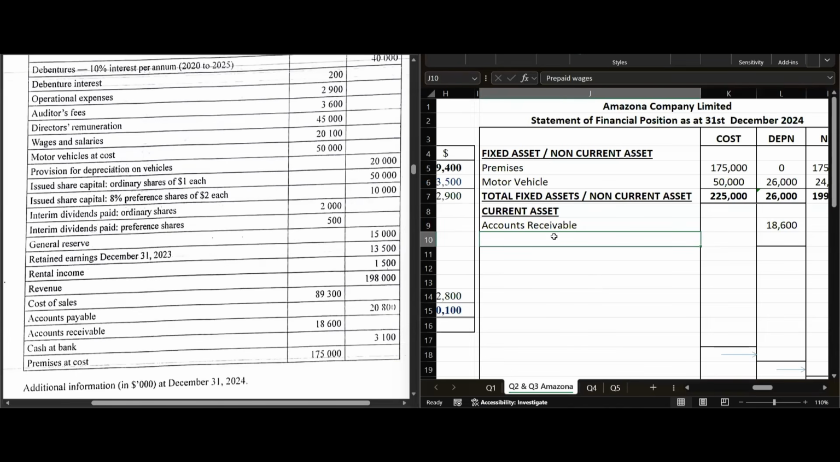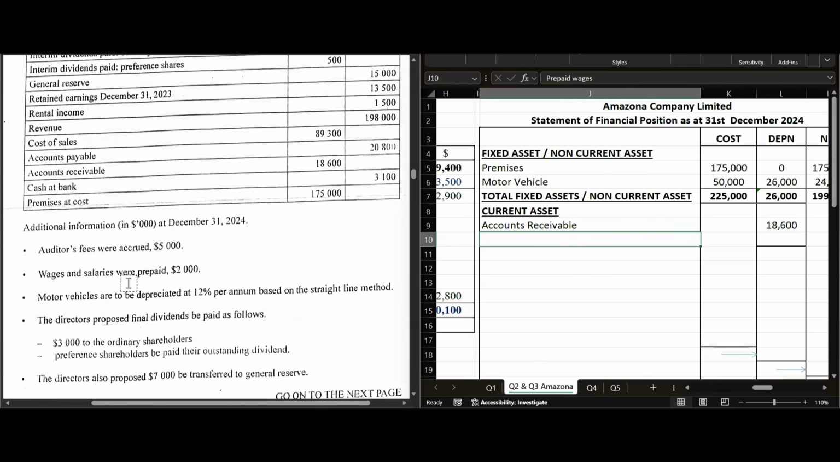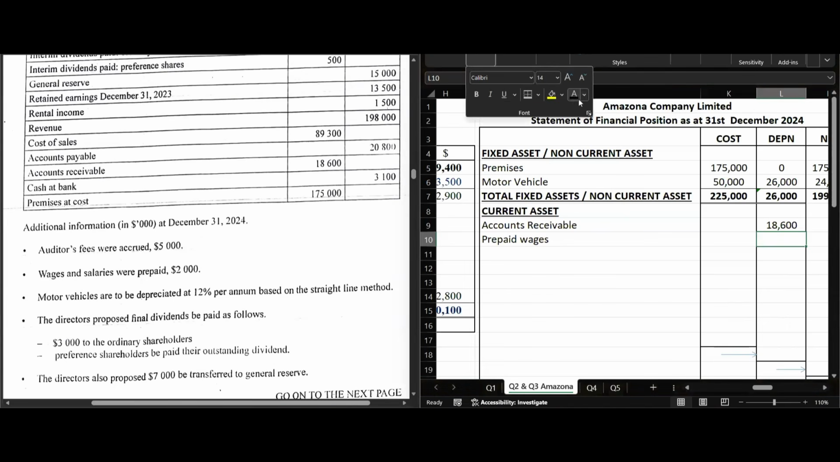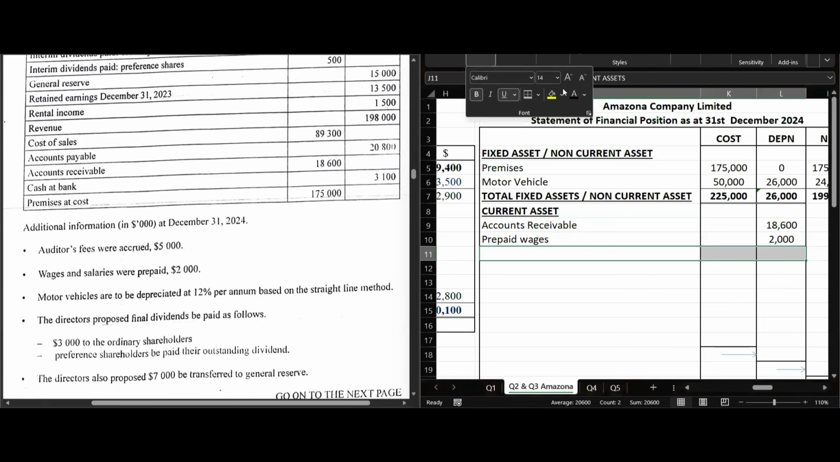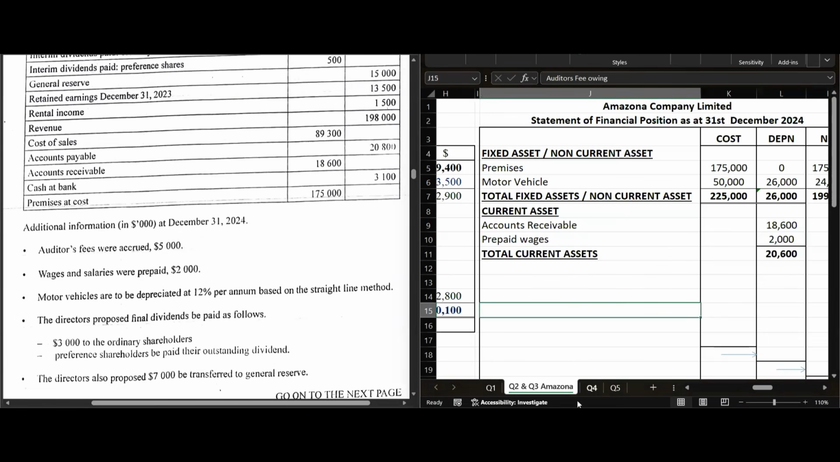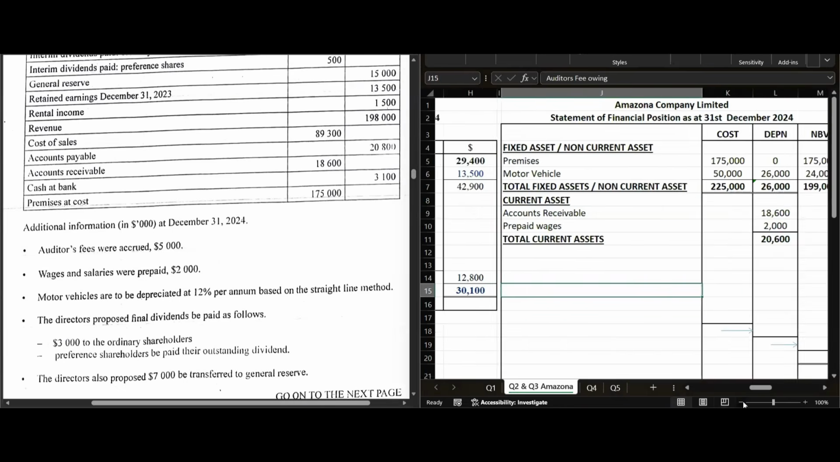That's going to fall as a liability. Nice. But the other current asset that we do have is the prepaid wages. Prepaid wages would have been 2,000. There we go, listed here. Alright guys, pretty good job so far. And that was basically the current assets that we had. So we'll tally up, we got 20,600. Nice, done.